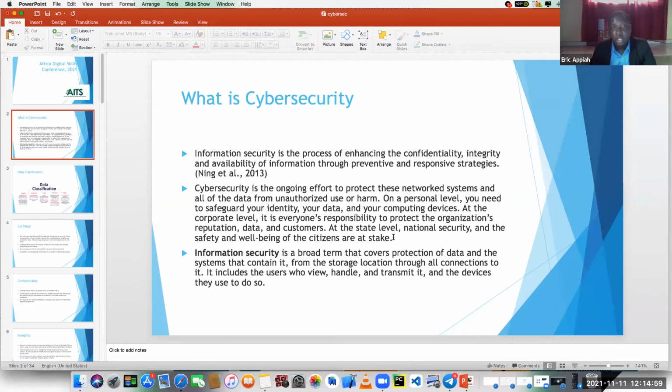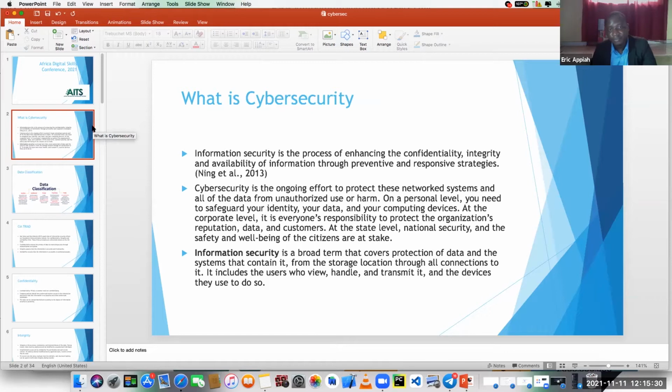So with cybersecurity, we look at the digital space, the internet, and your mobile phones, and how you're going to protect your data on your phone from outsiders or unauthorized users. So we begin by explaining what cybersecurity is.